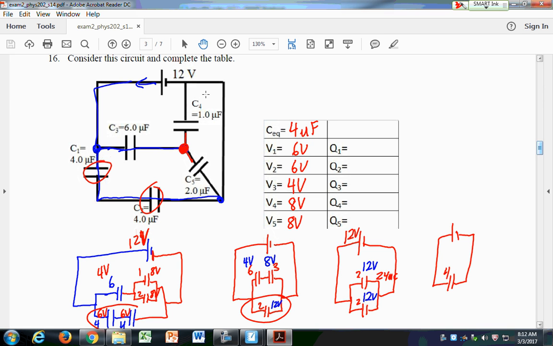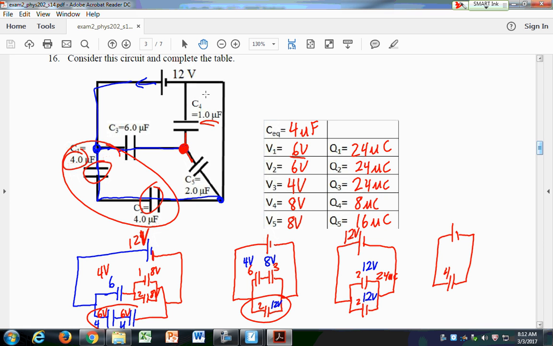And then once we get that, I can go through and calculate my charge. Q is equal to C times V. That's 6 times 4, 24 microcoulombs. They should have the same charge, right, because they are in series. Capacitors in series have the same charge. Q3 is C3V3. 6 times 4 is 24 microcoulombs. C4 is 1 microfarad, so this is 8 microcoulombs. And C5 is 2 microfarads, so that's 16 microcoulombs.